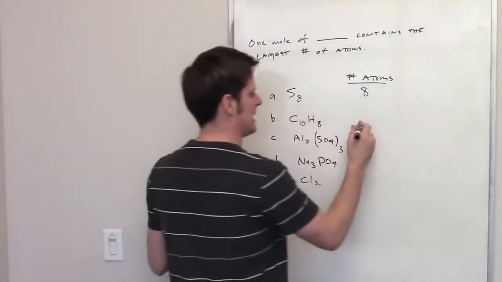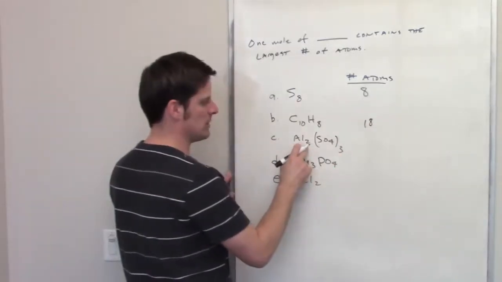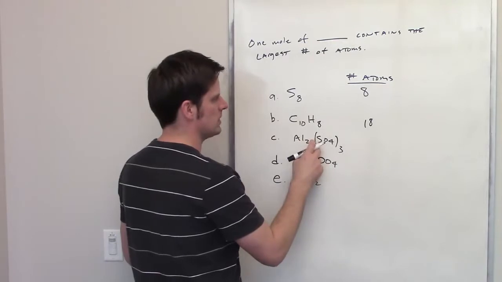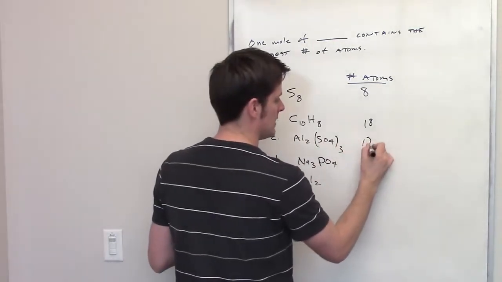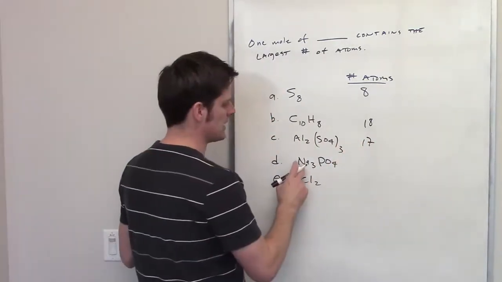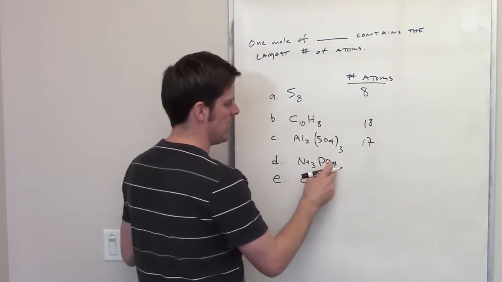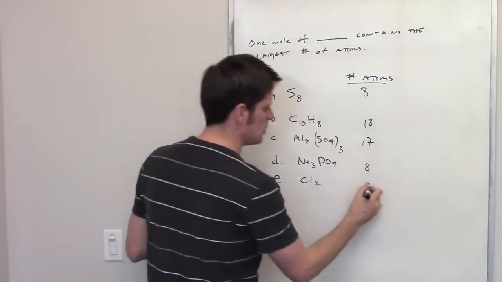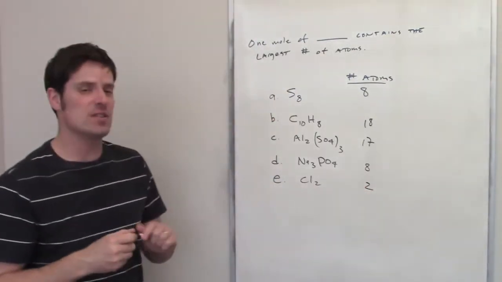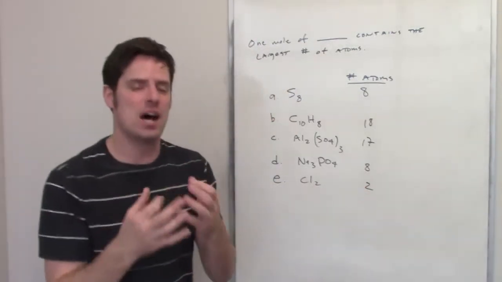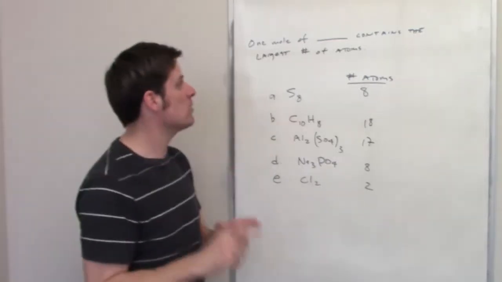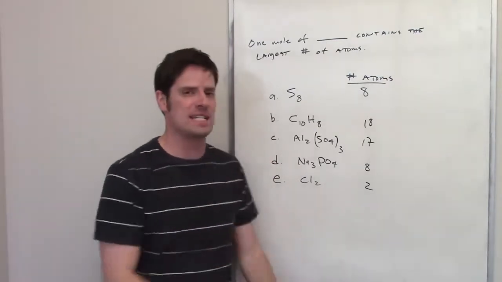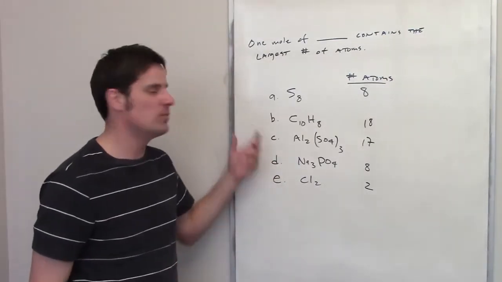This one has 18, of course. This one has 2 aluminums, 3 sulfurs, and 12 oxygens, which is 2 plus 3 is 5 plus 12 is 17 total atoms. This one contains 3 sodiums, 1 phosphorus, and 4 oxygens, which I think comes to 8 total atoms, and this contains 2 chlorine atoms. So which of these individual molecules contains the largest number of atoms, and therefore the largest number of atoms that you would have if you had a whole mole of that substance? Yeah, the answer is, hopefully, obviously, B.